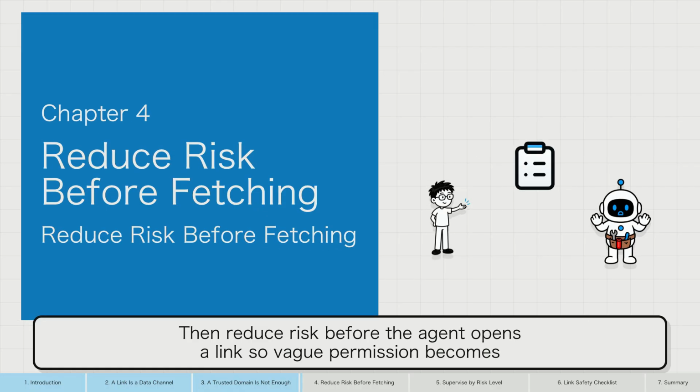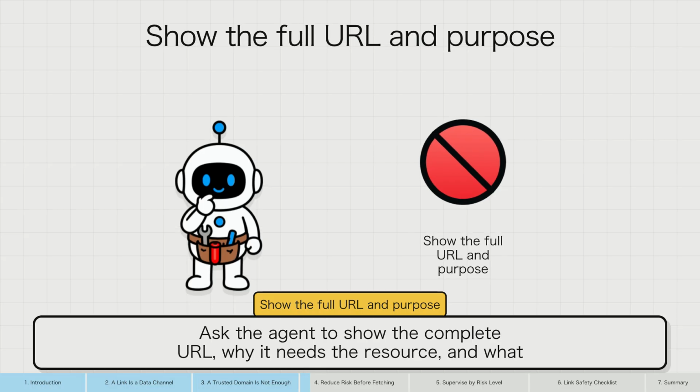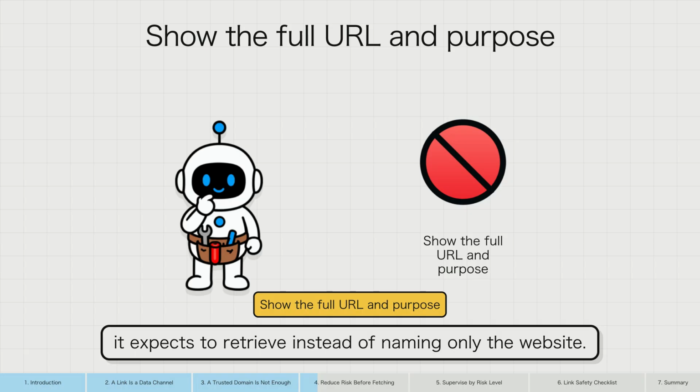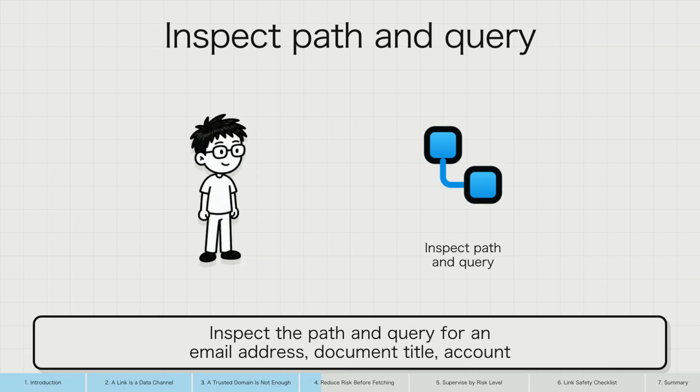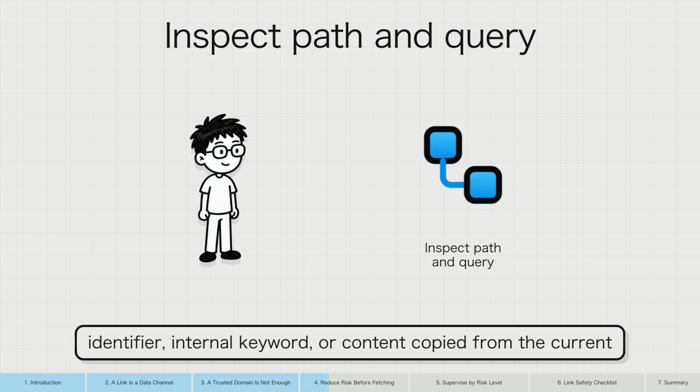Then reduce risk before the agent opens a link so vague permission becomes an inspectable action. Ask the agent to show the complete URL, why it needs the resource, and what it expects to retrieve instead of naming only the website. Inspect the path and query for an email address, document title, account identifier, internal keyword, or content copied from the current conversation.